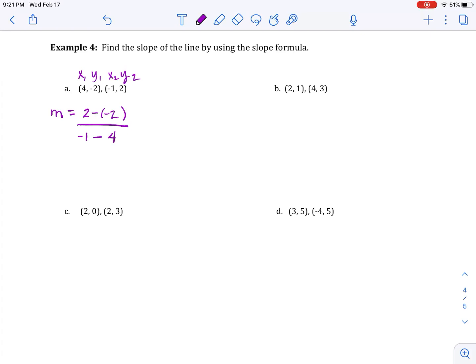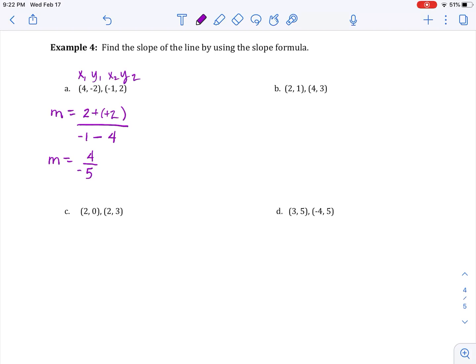Now, as you can imagine, there are lots of sign mistakes that can happen on problems like this. So be careful with your signs or use your calculator so that you don't make sign mistakes. What's happening on the top is a 2 minus a negative 2. Double negatives in math mean positive, so we really have a 4 on top. On the bottom, we have a negative 1 minus 4. Remember what happens when you have two negative numbers: you're really just adding them up and keeping it negative, so that would be a negative 5.